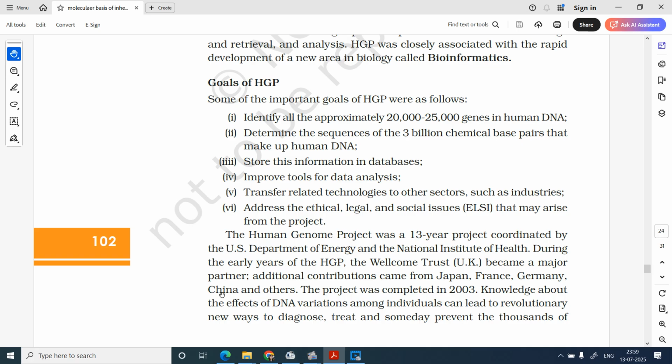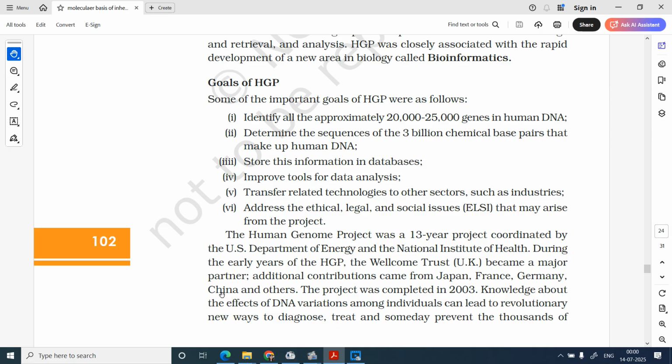Some of the important goals of the Human Genome Project were as follows. First, identify all the approximately 20,000 to 25,000 genes in human DNA. Second, determine the sequence of the 3 billion chemical base pairs that make up human DNA. Third, store this information in databases. Fourth, improve tools for data analysis. Fifth, transfer related technology to other sectors such as industries. Sixth, address the ethical, legal, and social issues (ELSI) that may arise from the project.